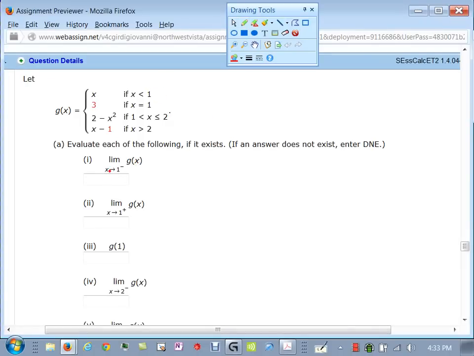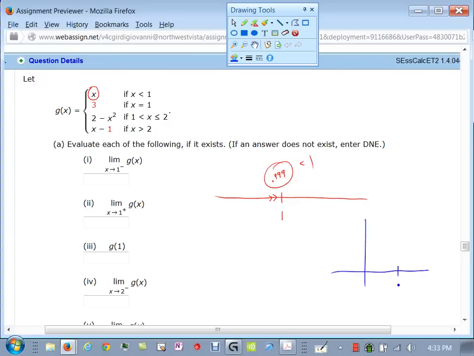Okay. What's happening as x approaches 1 from the left side? That means I'm coming in like this. So I'm at 0.999, something like that. Well, which of these functions on this piecewise function am I going to be on? Well, 0.99 is smaller than 1, so I'm going to use this one. So from the left side, it's spitting out x.